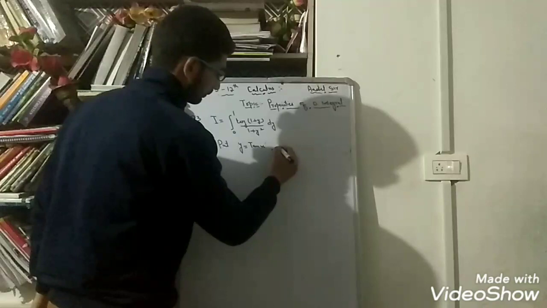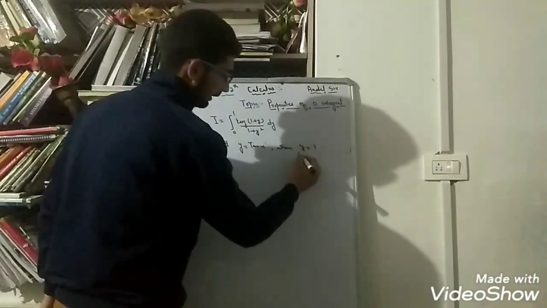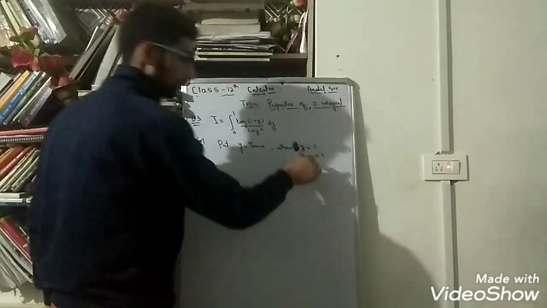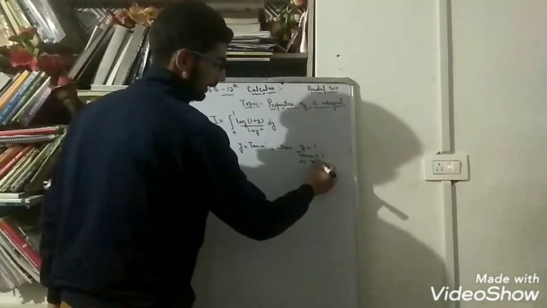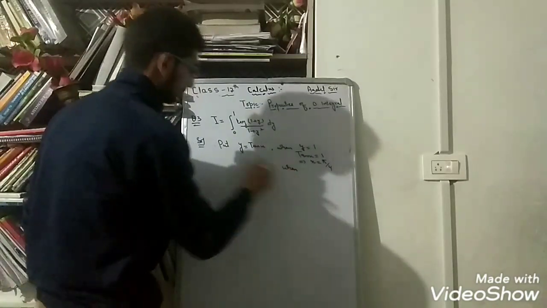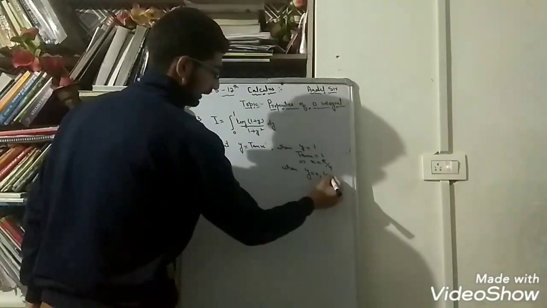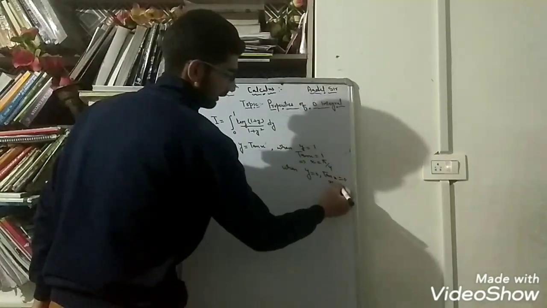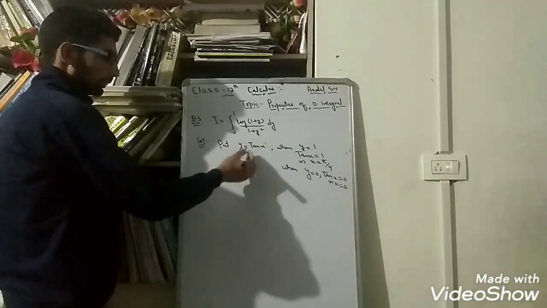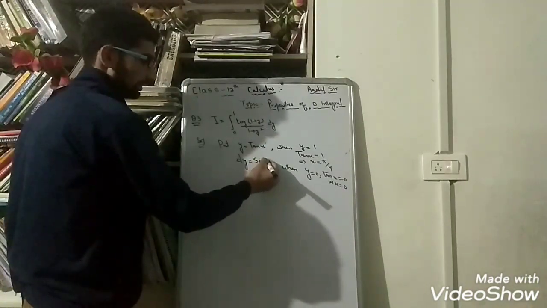So when y equals 1, what do I get? Here I will get tan x is equal to 1, that is tan of pi divided by 4. So x will be pi divided by 4. And when y is equal to 0, tan x is equal to 0, and x will be equal to 0. Also, dy I will get by differentiating tan x, that is sec square x dx.